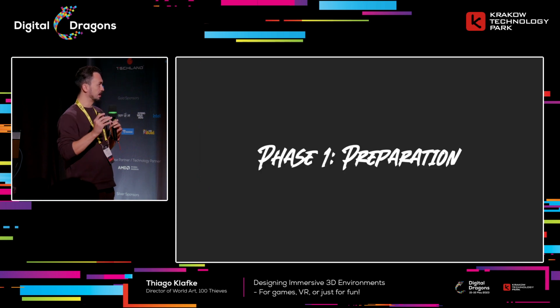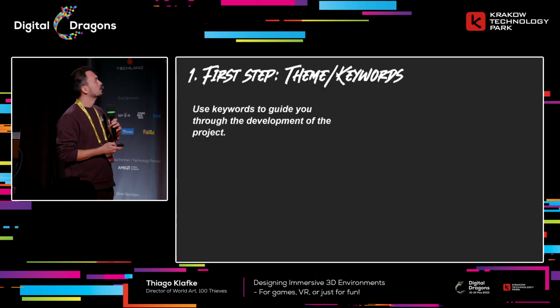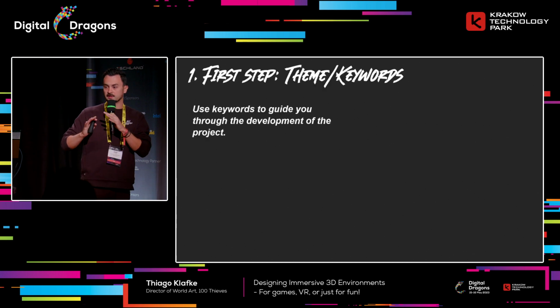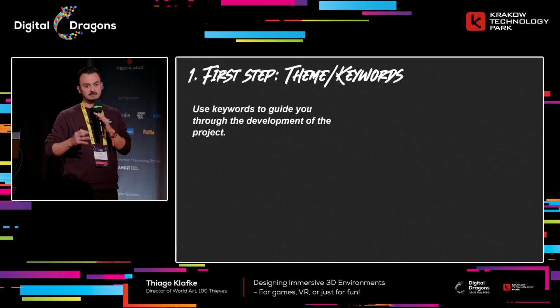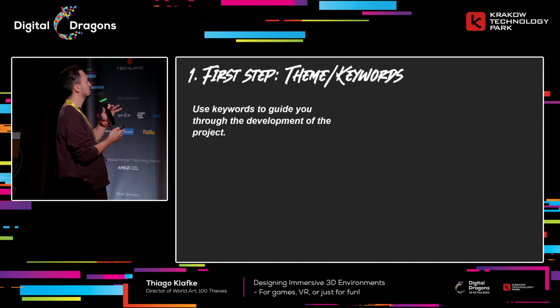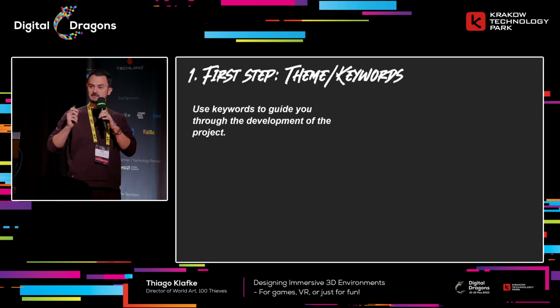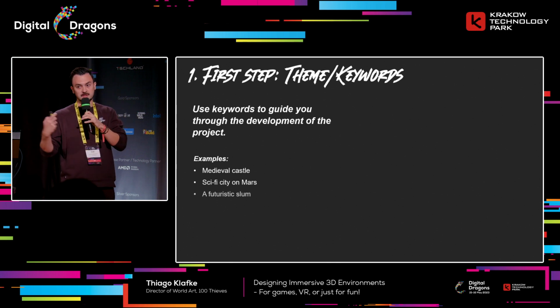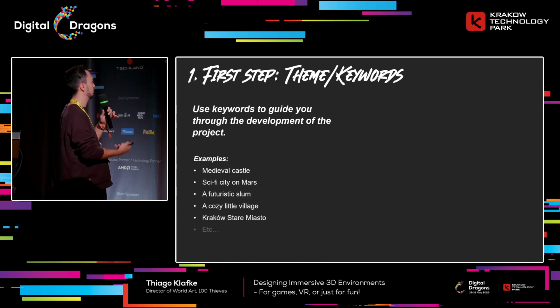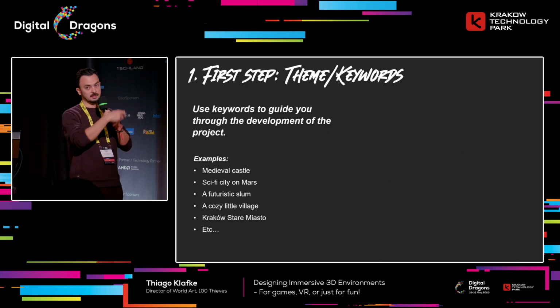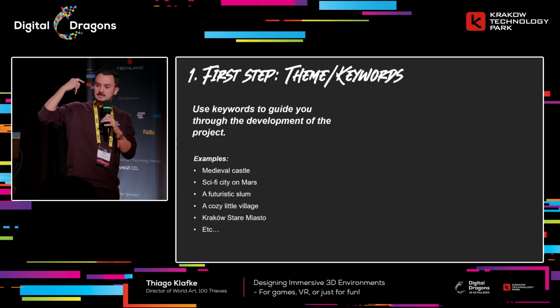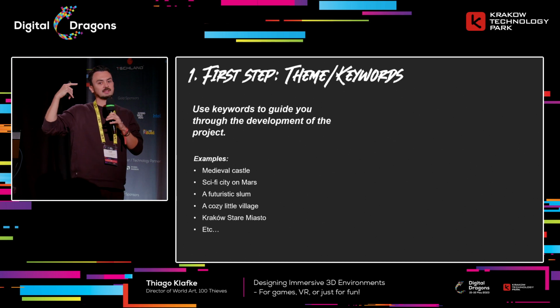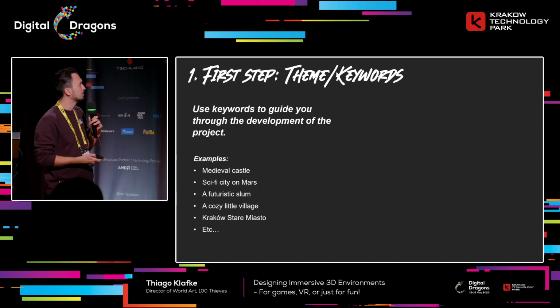Okay, so I split it in 3 phases. The first step when starting a new project, environment, music, story, game, concept, whatever, use some keywords to guide you through the development of the project. Before you even start drawing, what are you going for, right? Here are some examples. It can be very simple stuff, like I'm making a medieval castle, a futuristic slum, a cozy little village, right? You listen to these keywords, and I'm sure that most of you already imagine something, your own version of what this could mean, right?